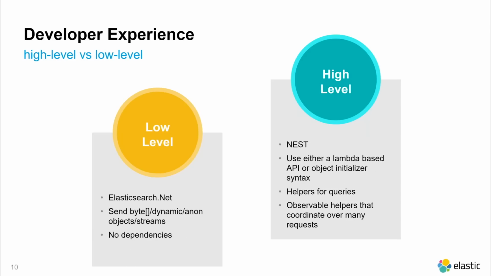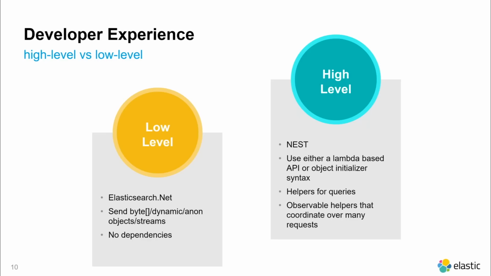Low-level is Elasticsearch.net. As I said before, it sends bytes, byte arrays. You can send a dynamic object, even an anonymous object, or streams, and it's dependency-free. So it's a great candidate to be included, for instance, in logging frameworks, because it doesn't come with any dependencies. And then the high-level client is Nest, which is a strongly typed interface to Elasticsearch.